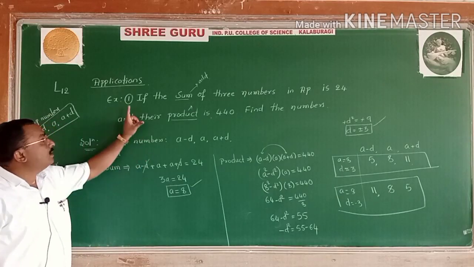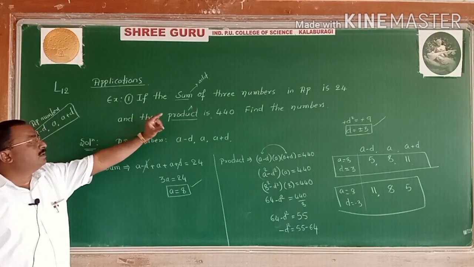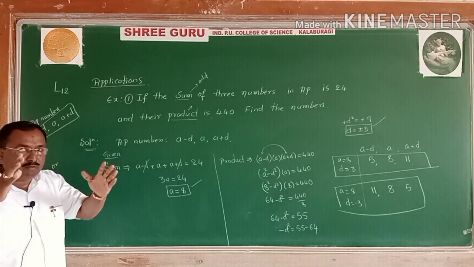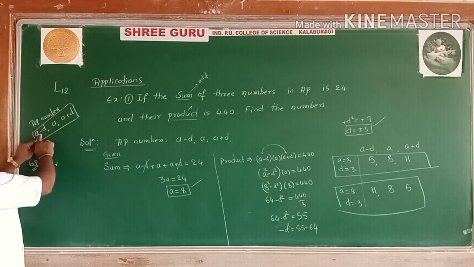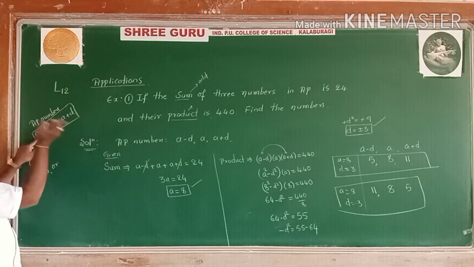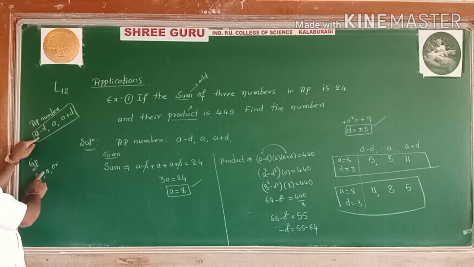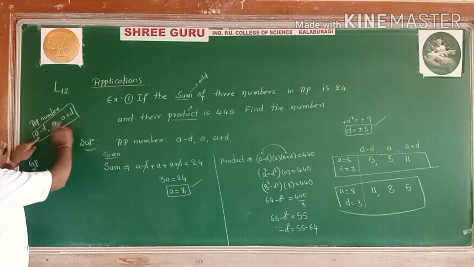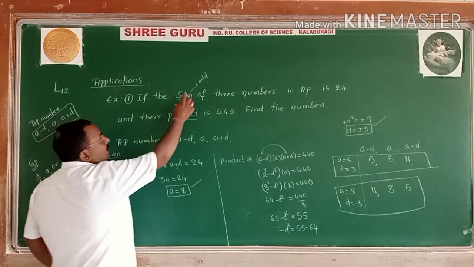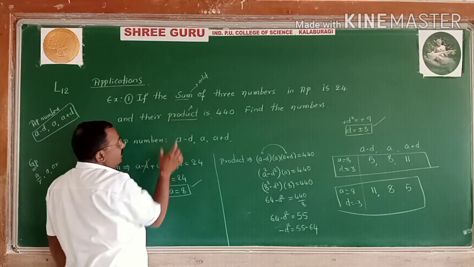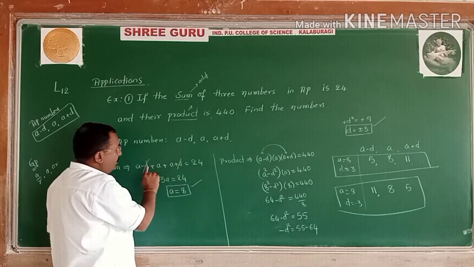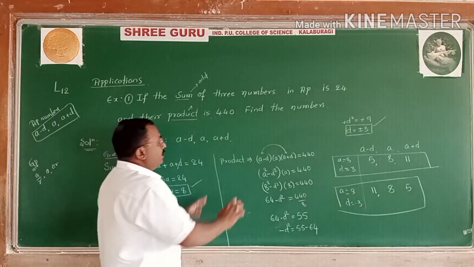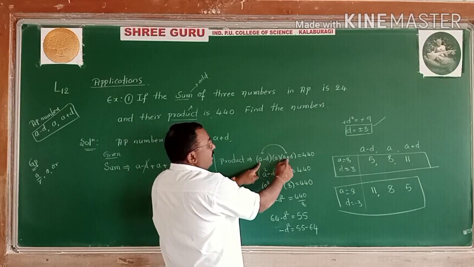Any doubt? Listen here. If the sum of three numbers is in AP, keep in your mind, take A minus D, A, A plus D. Suppose three numbers are in GP, take A by R, A, A R. Understood? For three numbers in AP: A minus D, A, A plus D. Conditions: sum is given, product is given. Sum is equal to 24, D gets cancelled, 3A is equal to 24, A is 8.